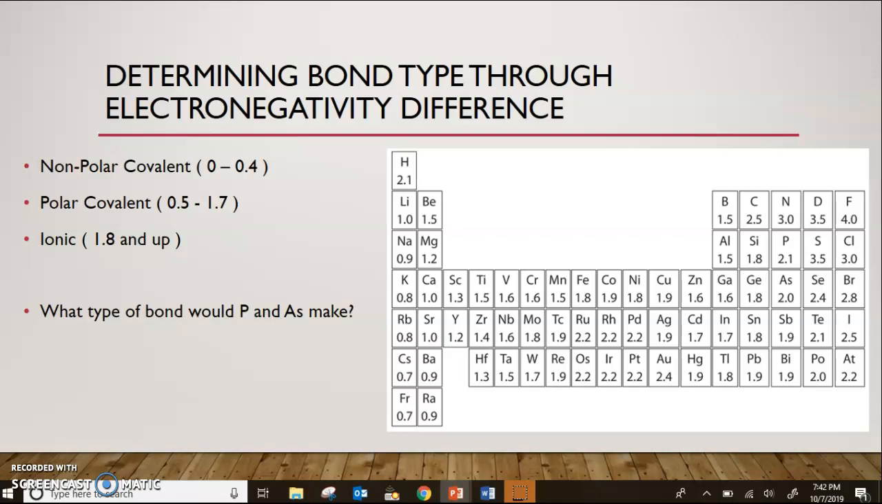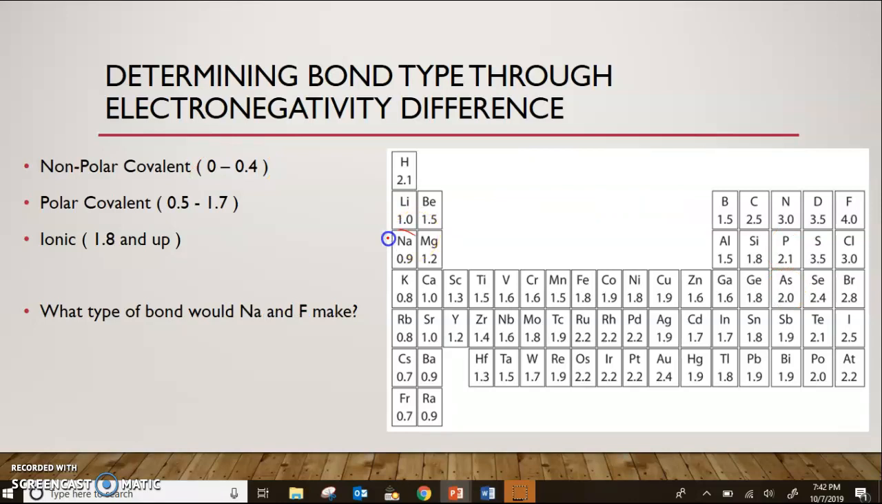Let's do another one. What type of bond would phosphorus and arsenic make? So I've got phosphorus here, I've got arsenic here. Okay, 2.1 and a 2.0, so the difference between 2.1 and 2.0 is 0.1. So it's considered nonpolar covalent. Even though there is a slight difference in electronegativities between phosphorus and arsenic, I'm not going to draw the polarity arrow because it's considered nonpolar covalent.